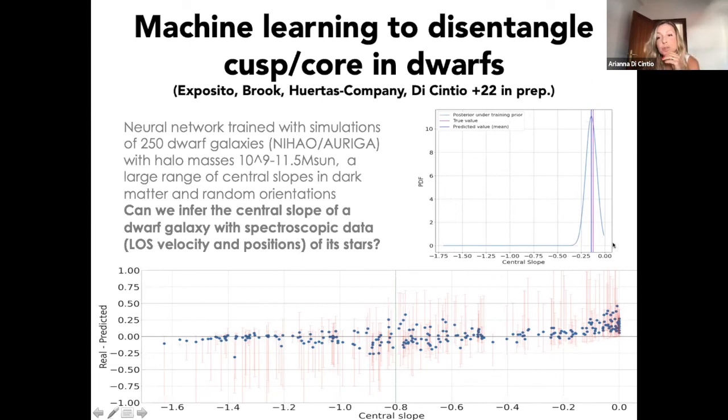But of course, here I'm showing you a very good example in which the recovered value is pretty close to the true value of the dark matter central slope. And on the bottom plot, I'm showing real minus predicted value as a function of central slope. You see that an important thing in order for the neural network to work is that we need to have an unbiased sample covering all possible slopes. And you can see that pretty much the neural network works fine at every central slope. In red, these errors come from just looking at each galaxy at different viewing angles.